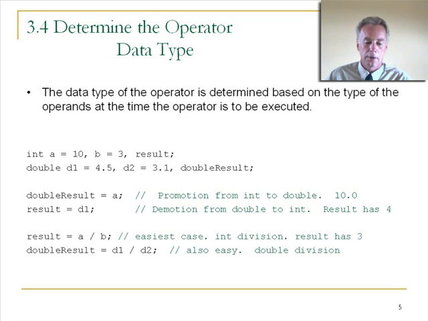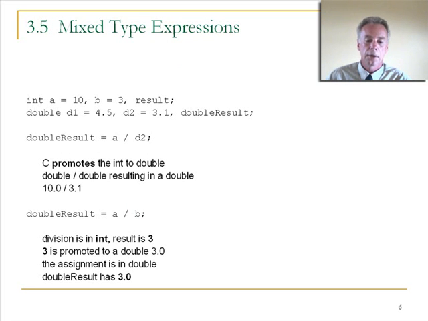Okay, let's look at these divisions now. We have A divided by B, which is an int division. The result is 3, and we assign it to the int variable result. That's not a mixed data type expression. All of those are ints, including the division operator and the assignment operator. And in the next example, double result gets D1 divided by D2. This is also an easy case. All of the variables and operators in that statement are data type double. So let's start looking at some more interesting cases of mixed type expressions.